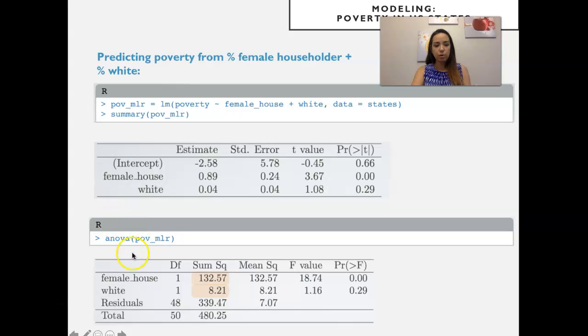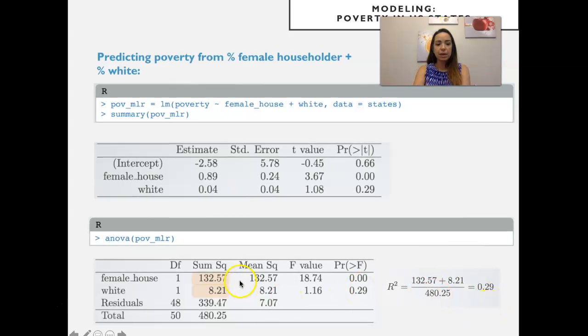So if we pull out the ANOVA, we can see the model as a whole. ANOVA estimates, I'm sorry, we have that the contribution of percent females in the household is significant, just like with the t-test, and the percent whites is not significant.